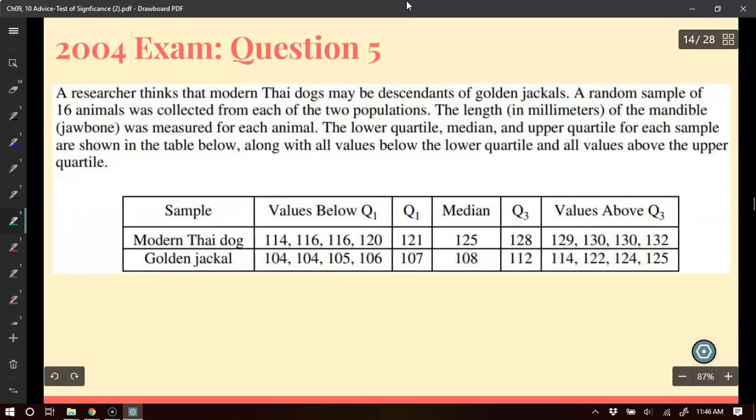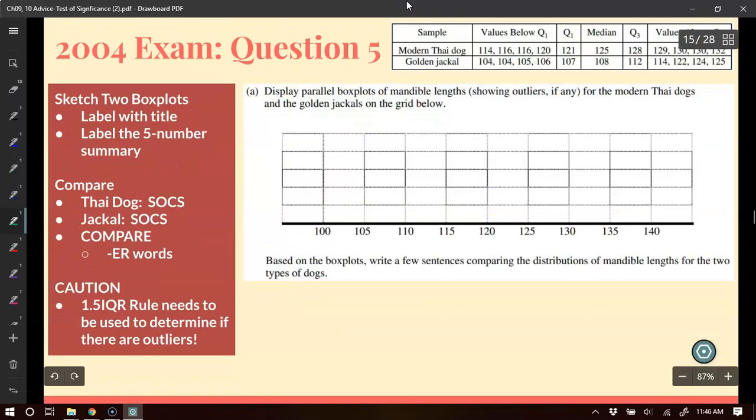So if I look at the 2004 exam, question 5 on this one is looking at modern Thai dogs and golden jackals, and they're looking at the length of the mandible, the jawbone measure for each animal, because who doesn't want to know the details of that? Now, here you have the quartiles, the medians, the upper quartiles. Looks like you have a 5-number summary, and you have the idea of the numbers below Q1 and the numbers above Q3. Part A asks you to draw parallel box plots of them.